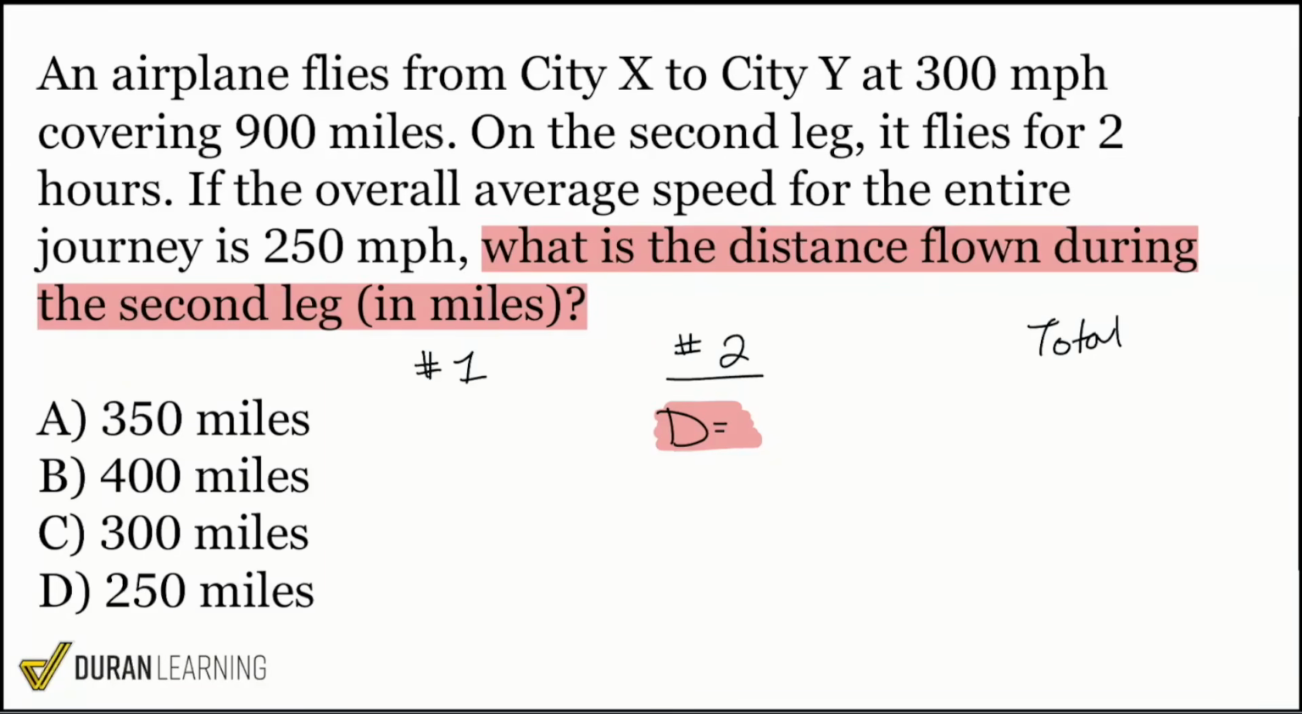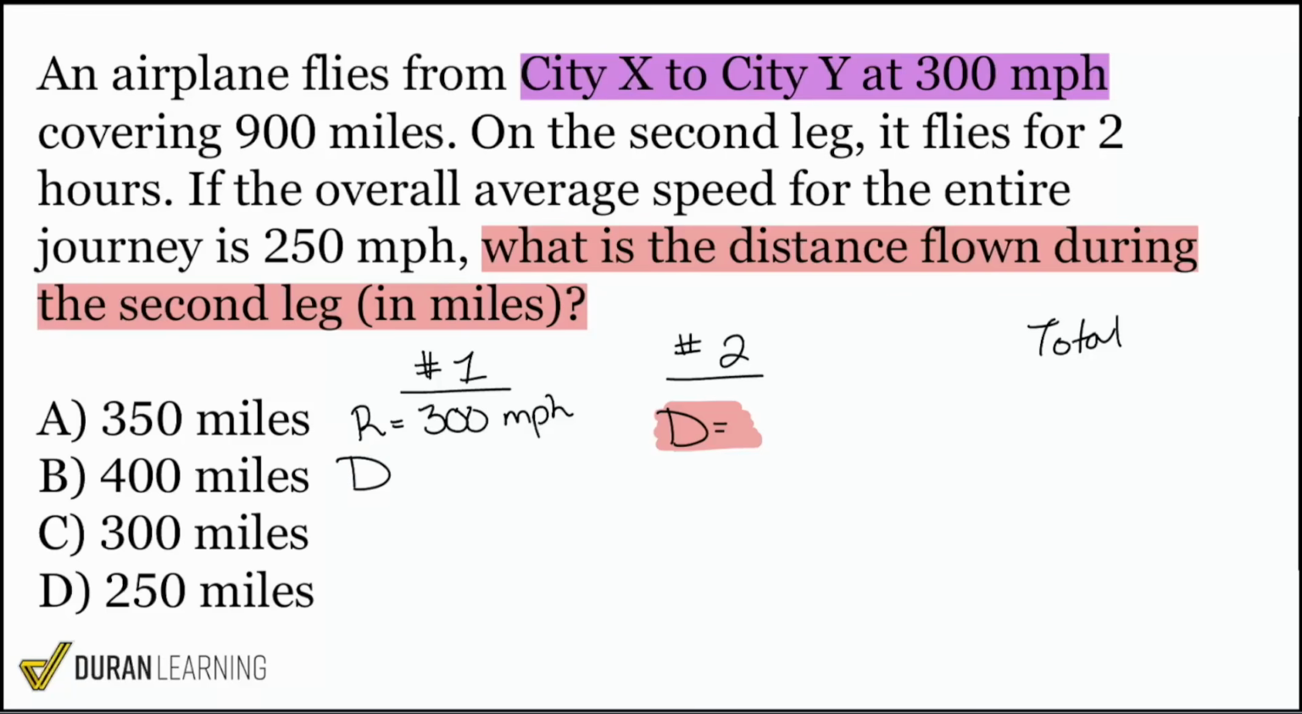So first sentence: an airplane flies from city X to city Y at 300 miles per hour, covering 900 miles. On the second leg, it flies for 2 hours. So let's write these pieces of information down. For leg number 1, from city X to city Y, our rate is 300 miles per hour, and our distance covered is 900 miles. D equals 900.